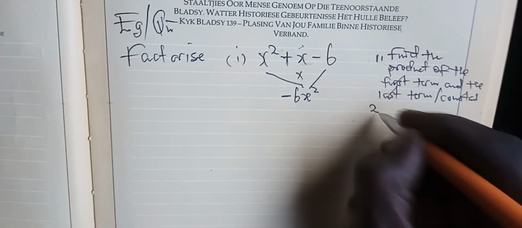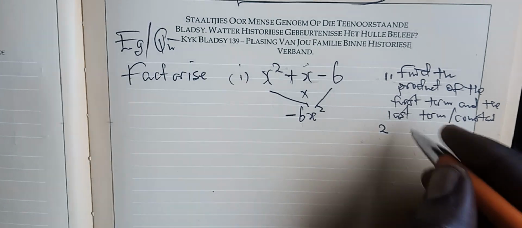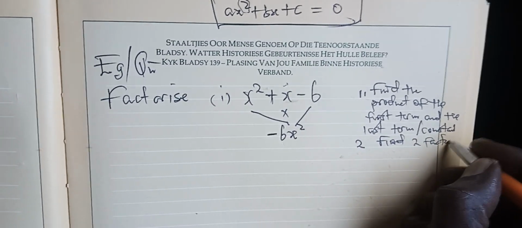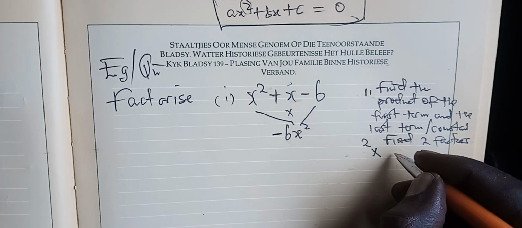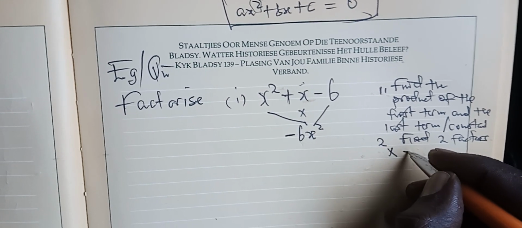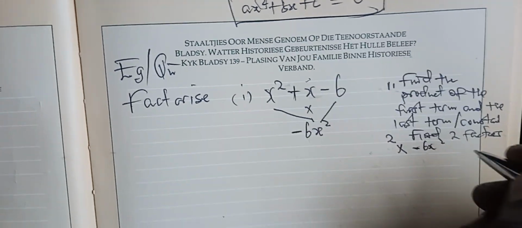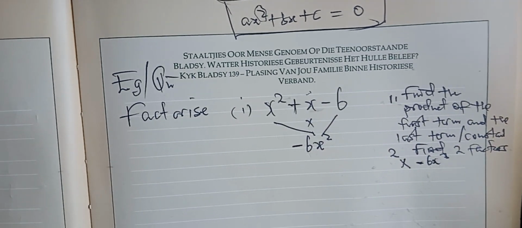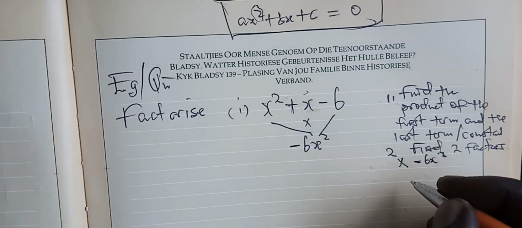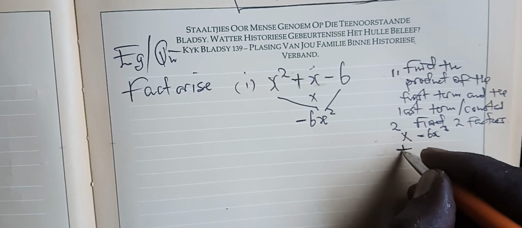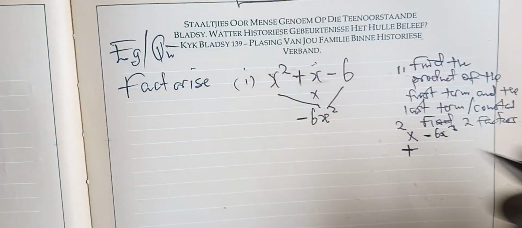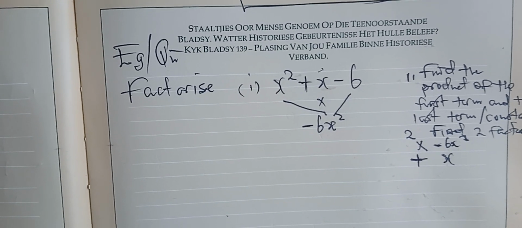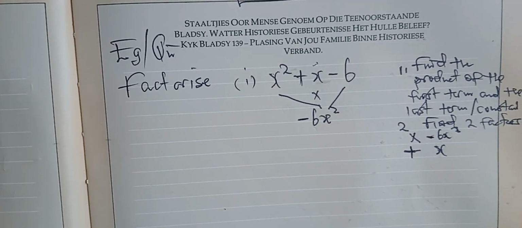And the second step, I mentioned, is to find two factors which, when multiplied, will give you minus 6x squared. That is the result that you get when you multiply the first term and the last term. And also, when you add those very same factors, you are supposed to get the middle term, which in this scenario is x, right? That is the second step.